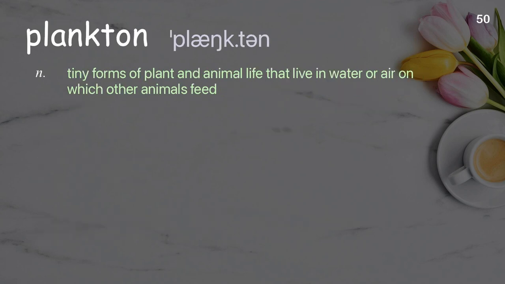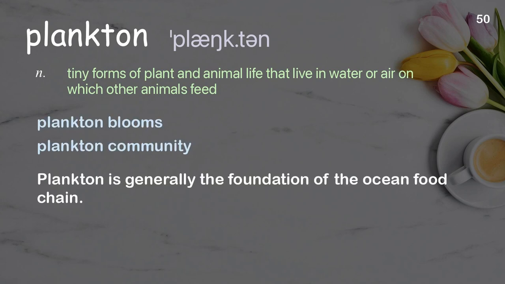Plankton: tiny forms of plant and animal life that live in water or air on which other animals feed. Examples: plankton blooms, plankton community. Plankton is generally the foundation of the ocean food chain.